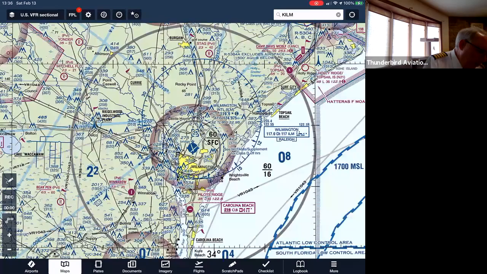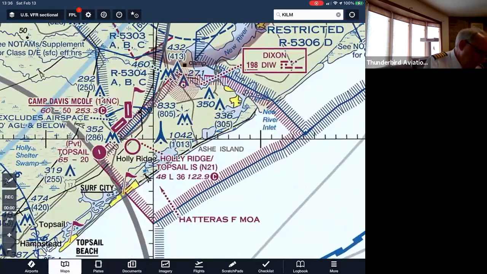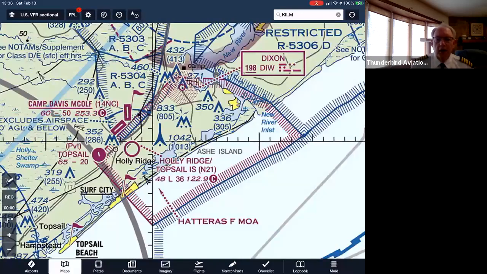So then I'm going to move up the coast a little bit to this magenta area. The magenta line with all these, the line that looks like this, surrounds, in this case, the Hatteras F MOA, the military operations area. So the question I always ask is, can you fly in here VFR? And the answer is yes, but you have to see and avoid.